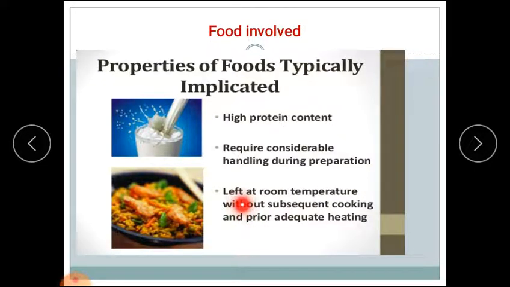Next is, left at room temperature without subsequent cooking and prior to adequate heating. Suppose you have prepared a food and you have left it as it is at room temperature, means it is not heated again or it is not kept in cool places. For example, the food which you prepare at home, once you eat, what do we do? We heat it again and then keep it in the fridge. So if the leftover food is kept as it is at room temperature, then such food also allows the growth of the organism.